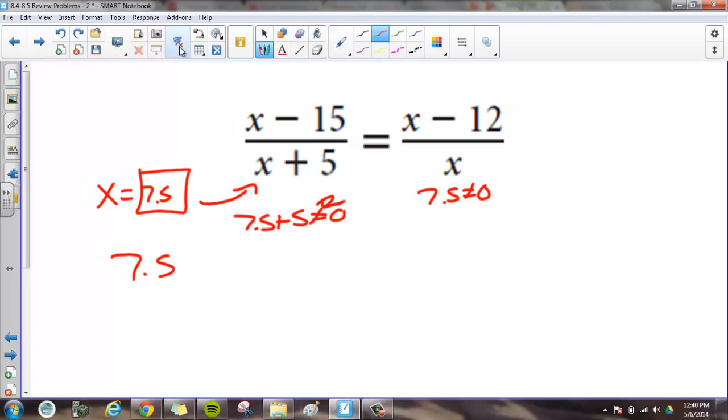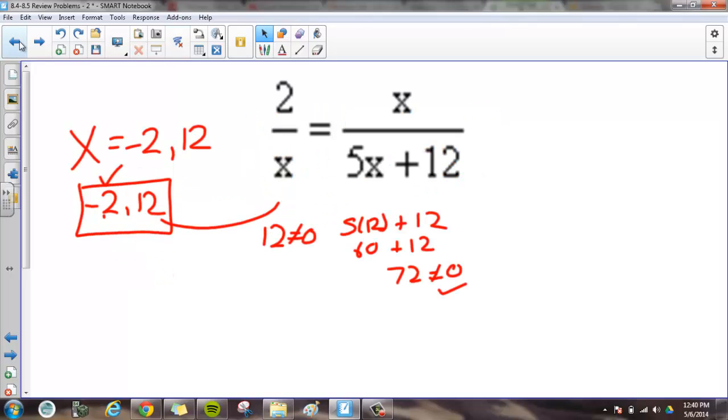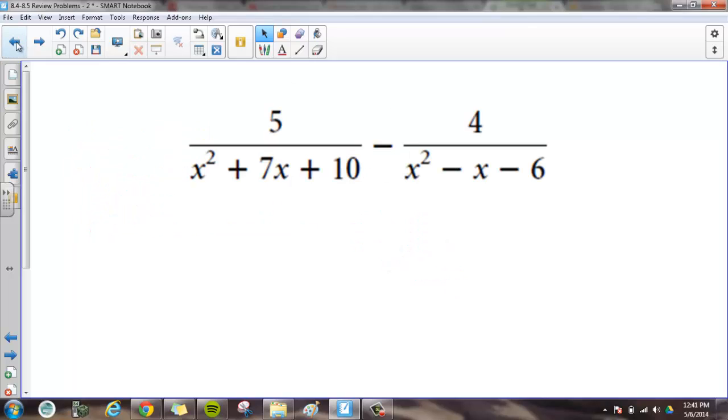And then if you put a 7.5 in for this, that does not equal 0 as well. So this is the solution, and you're going to put that in Moodle like this, 7.5. That's all you're going to do for that one. Okay, so that's how you can use Moodle to solve some of these problems. Now let's go back and solve this problem right here.